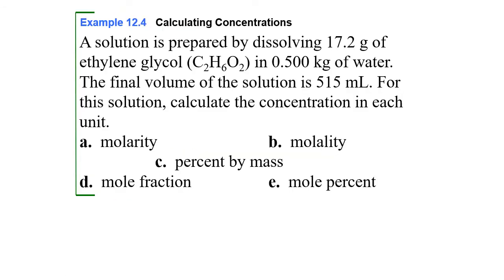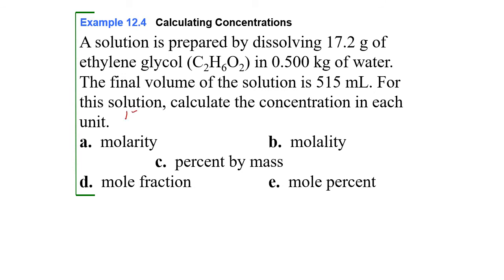Let's look at an example where we have a solution that's prepared by dissolving 17.2 grams of ethylene glycol, so this is antifreeze, in 0.5 kilograms of water. We're given the final volume of 515 milliliters. We are going to need to calculate the moles of ethylene glycol for some of the concentrations.